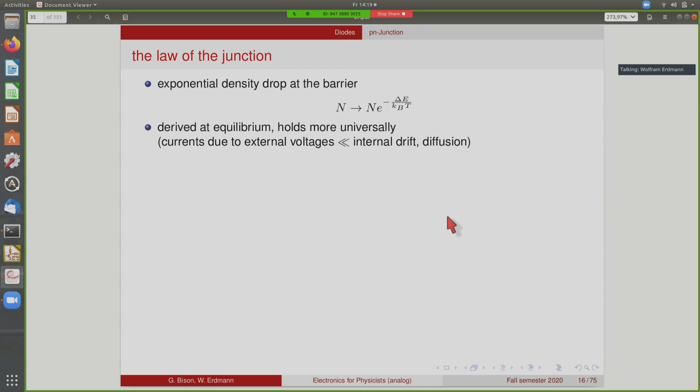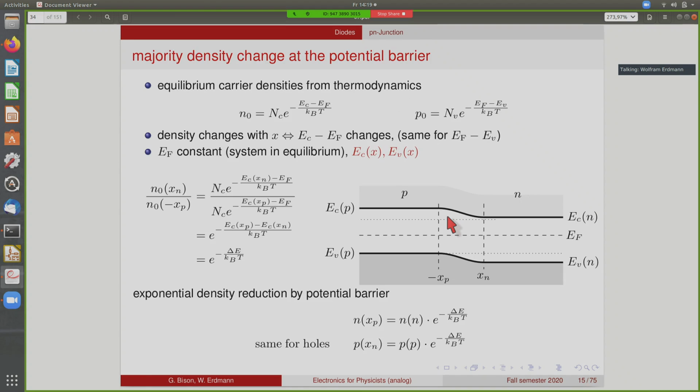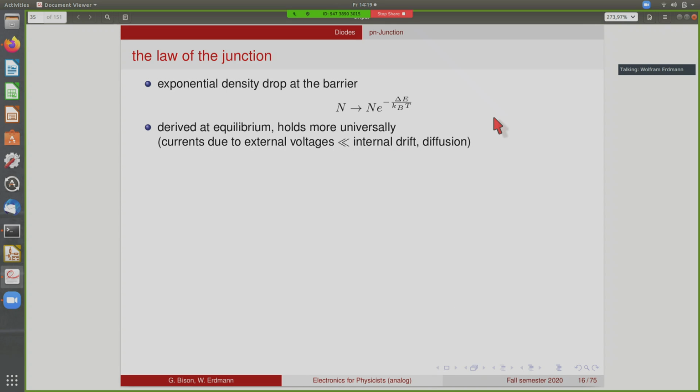So we just derived it for equilibrium using this expression, of course. But we will use it also when we are not too far from equilibrium. And the reason that this works is that the currents that are caused by external voltages are usually small compared to the internal drift and diffusion currents, so that this will still hold even if we go a little bit away from the equilibrium.